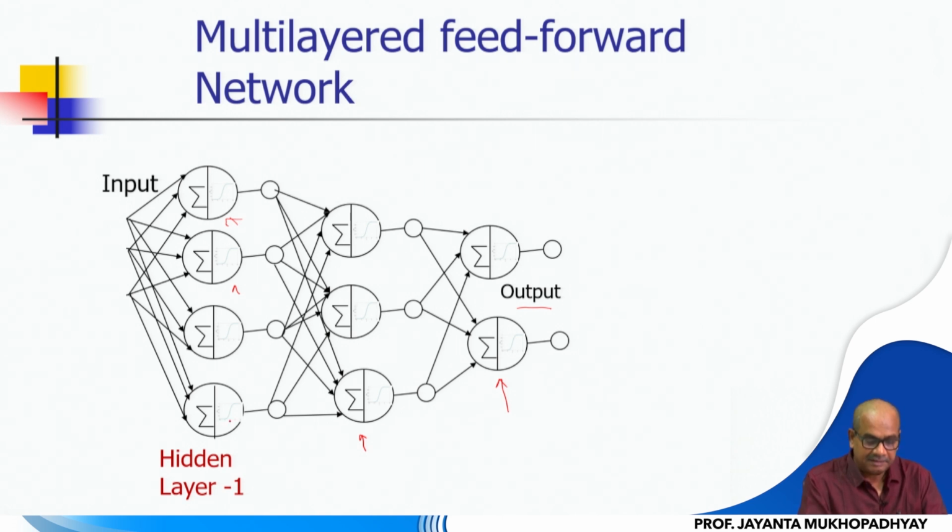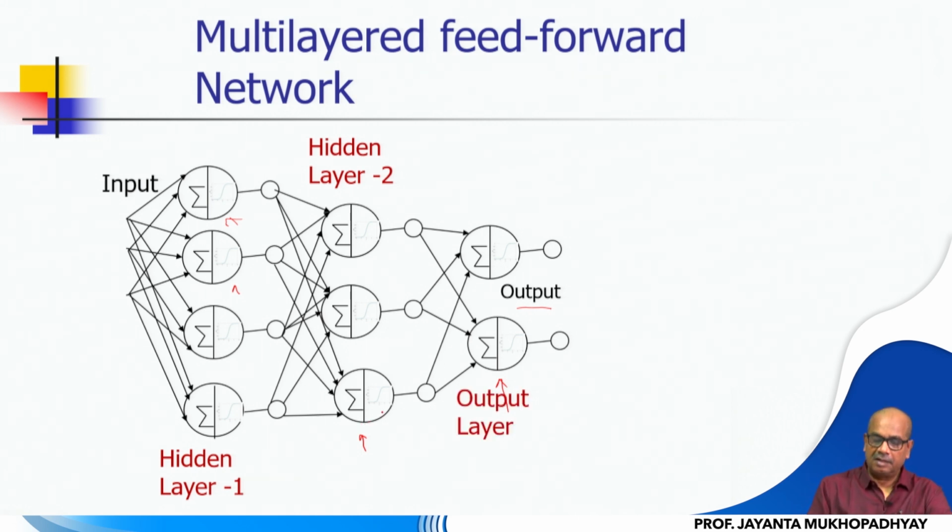Now, you can see that the connectivity of any particular node from its previous layer is such that all the outputs of the previous layer are connected to that node. So, we call it a fully connected multi-layered feed-forward network. The intermediate layers are called hidden layers, and the final layer is called the output layer.